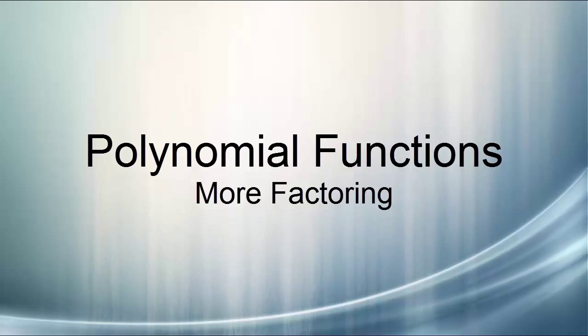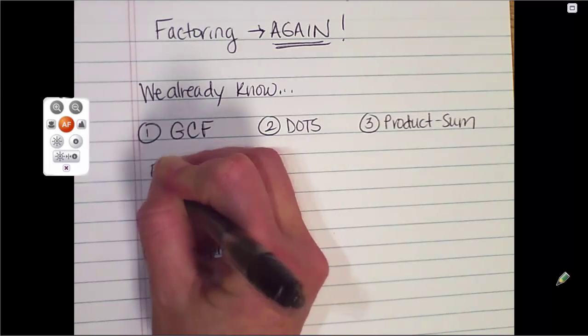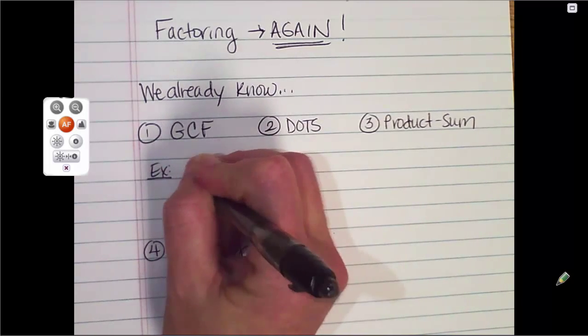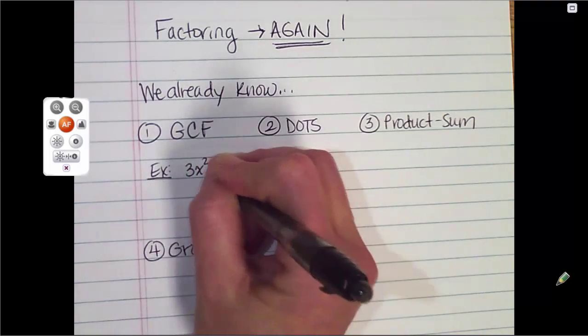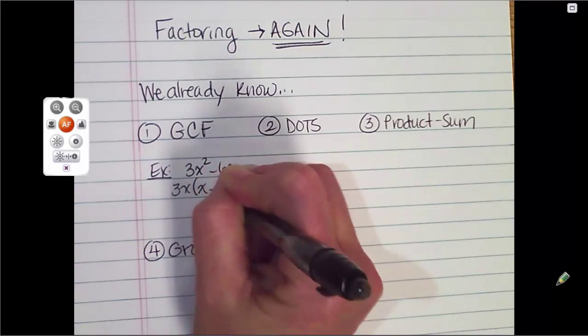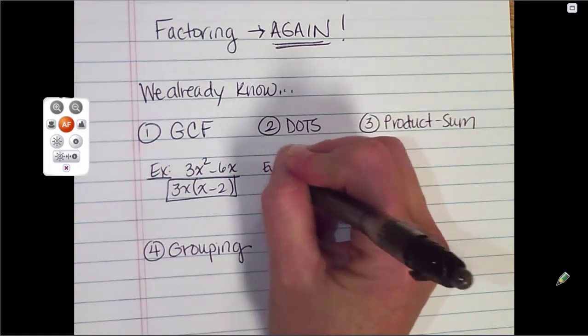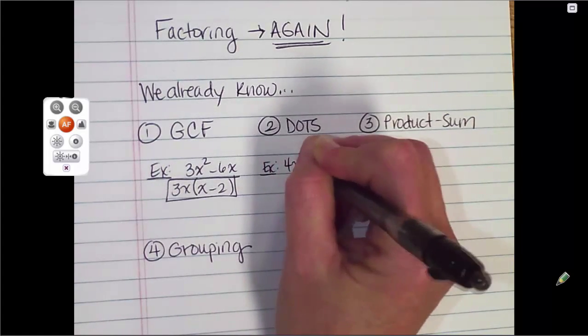Today we're going to do a quick review of factoring and learn 2 more ways to factor. So first, we already know 4 ways of factoring: greatest common factor, difference of squares, product sum, and grouping. Let's do an example of each. If we have 3x squared minus 6x, we can take out a common 3x and we're left with x minus 2.